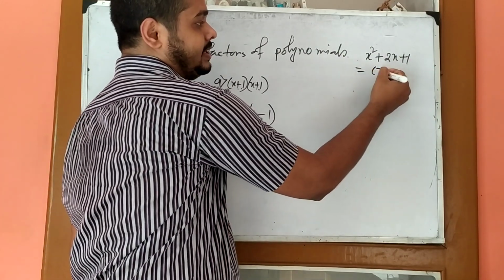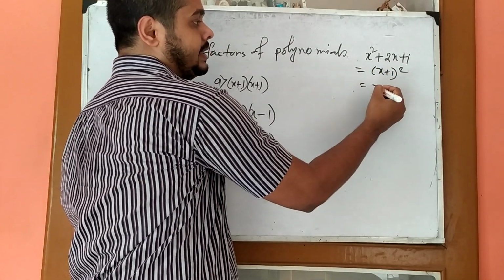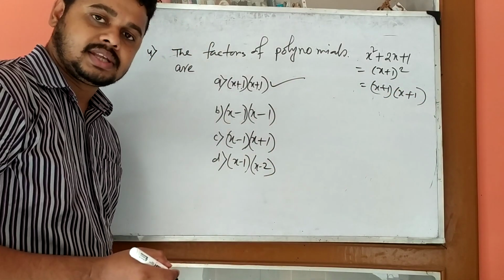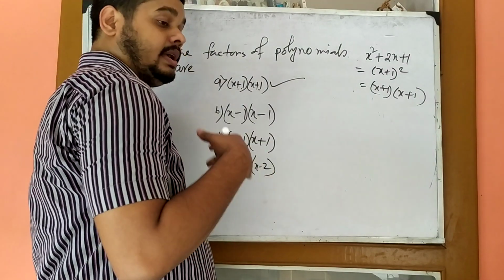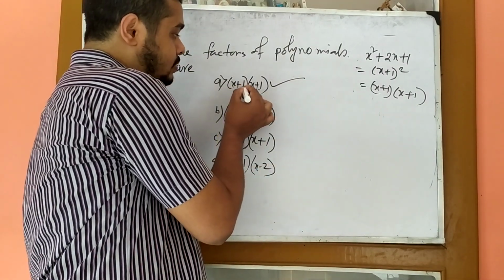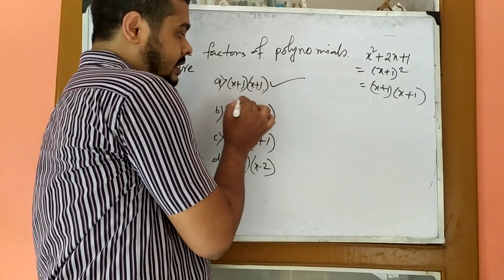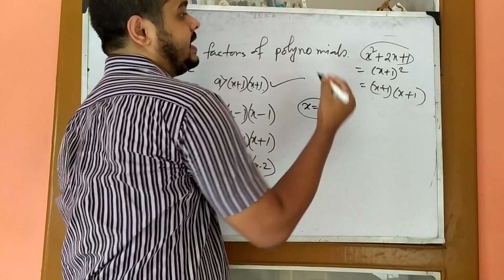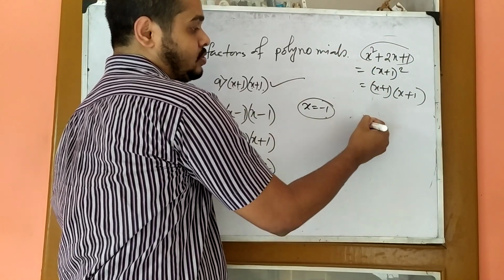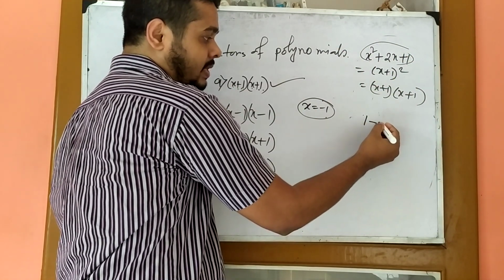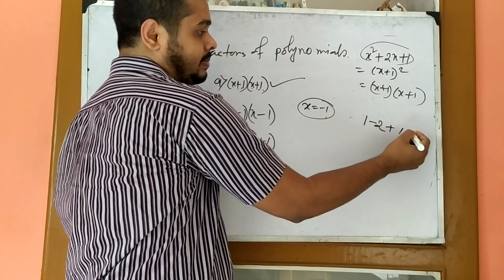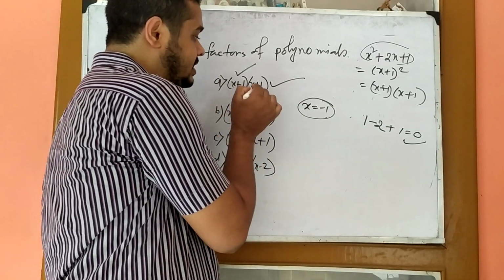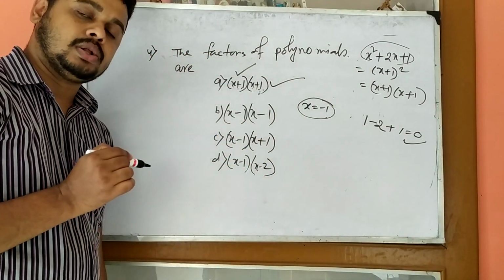Simply we can write this equals to x plus 1 whole square. That means x plus 1 into x plus 1. So this is our answer. And another way is x plus 1, just equating that equals to 0, x equal to minus 1. So put the minus 1 here. Minus 1 square means 1, plus 2 into minus 1 means minus 2, plus 1. That means this gives us 0. So this is a factor. Similarly, we have to test for the second number also.